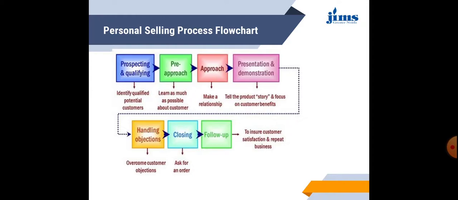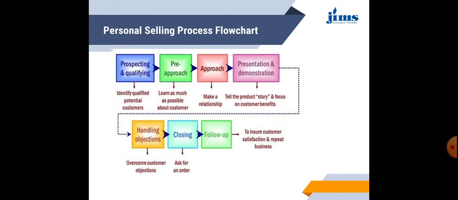Then comes the fourth stage, that is presentation and demonstration. When you are in the presentation and demonstration stage, here you will start explaining the product or service which your firm is selling. So every detail you will provide to the customer in this stage. You will give some kind of presentations, you will tell the benefits, the add-on features. So whatever details you have related to the product, you are going to tell to the customer in this stage by presenting and giving some kind of demos.